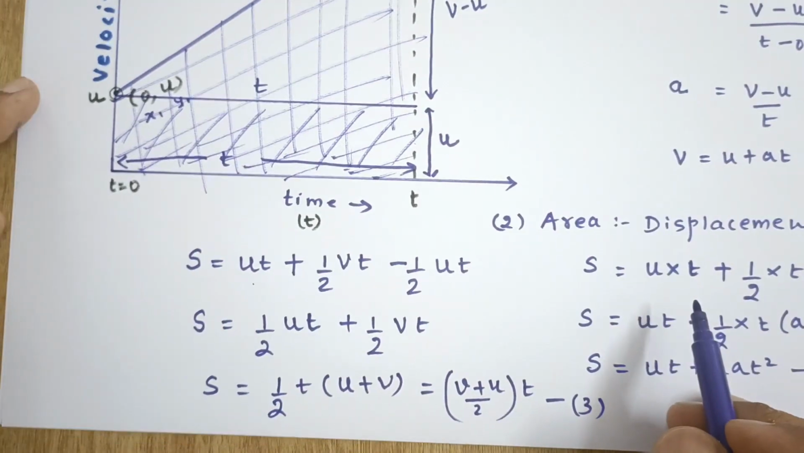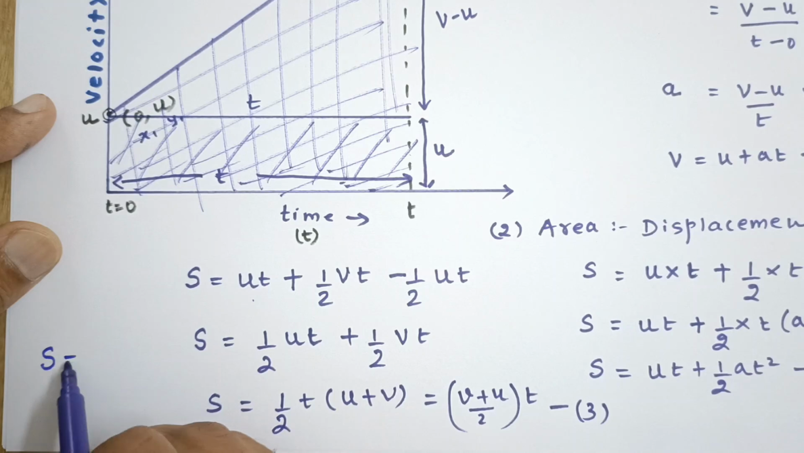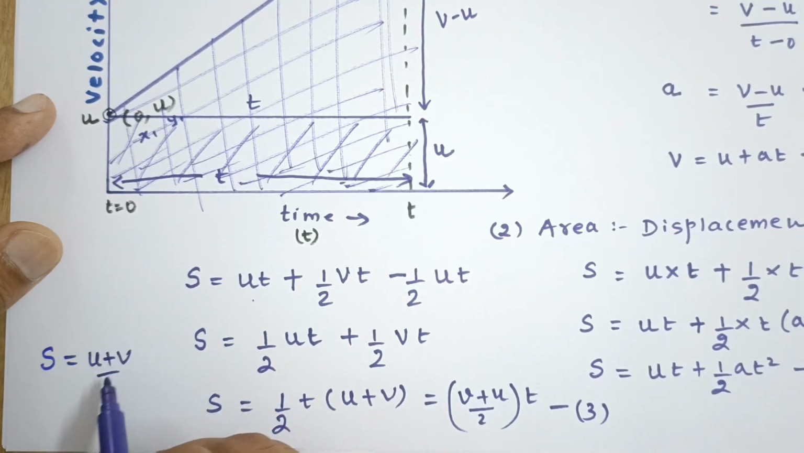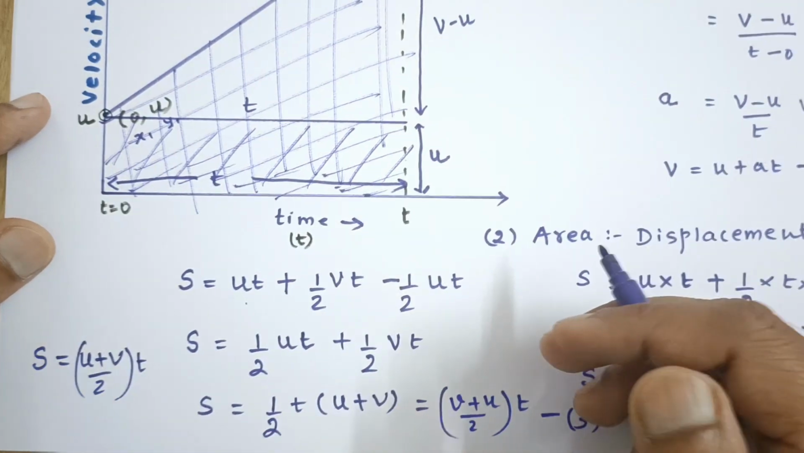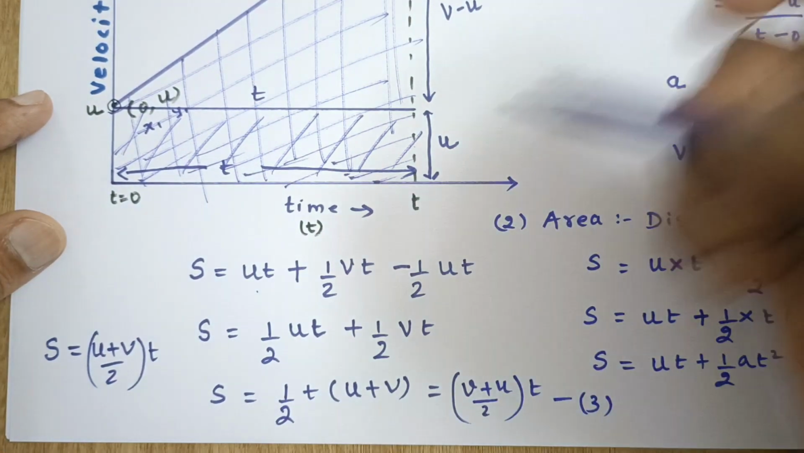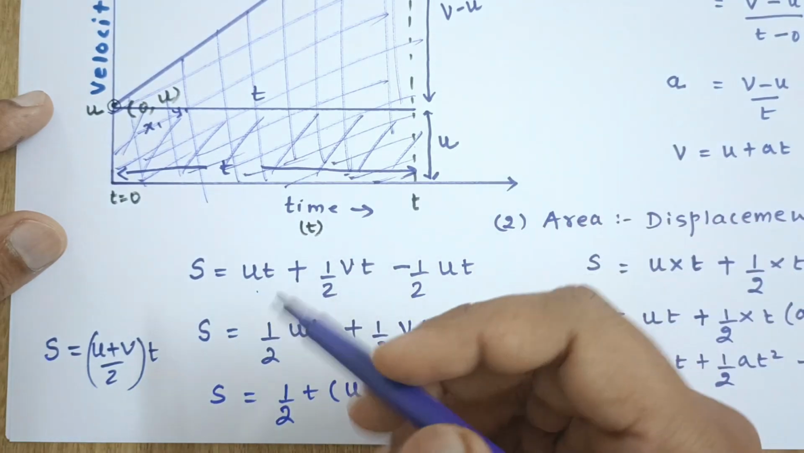Displacement is, I should be writing over here, displacement is u plus v by 2 times t. I call this equation the Brahmastra. When all other equations fail to give the value, this equation will always solve your problem.